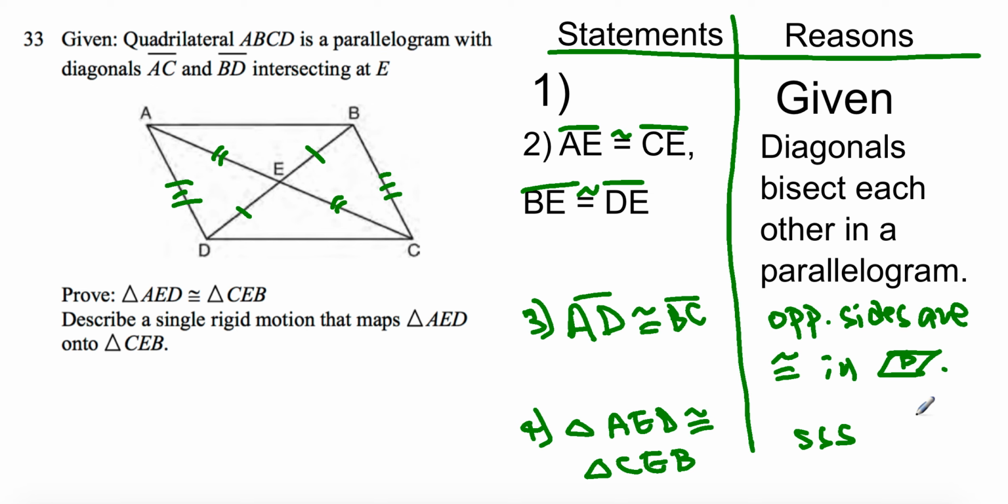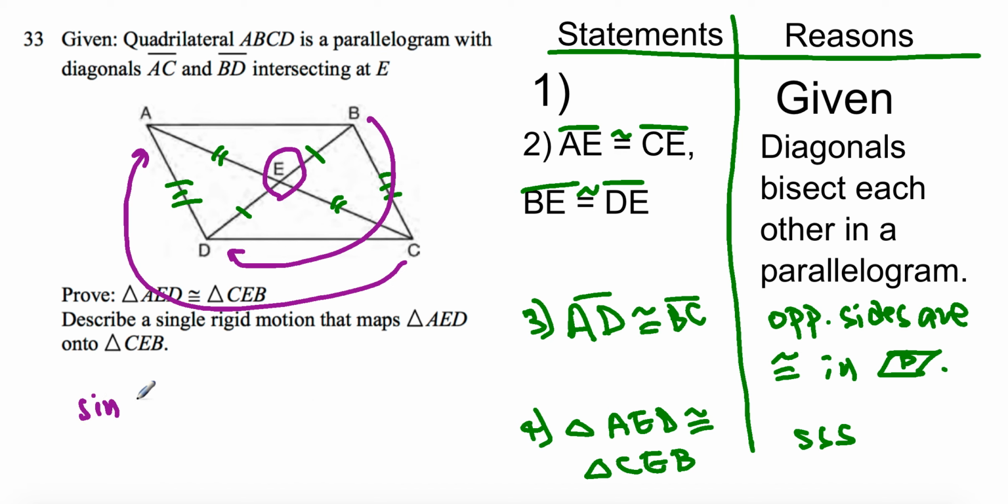Now, describe a single rigid motion. How can you map this one onto this one or either way? Only thing which we have to do is somehow, E doesn't matter, E is shared by both. C has to correspond to A. That means this one has to go all the way over here. And then B has to correspond to D. In fact, what I'm doing is I'm rotating each one of them by 180 degrees centered at E.